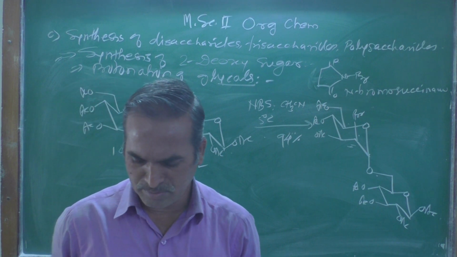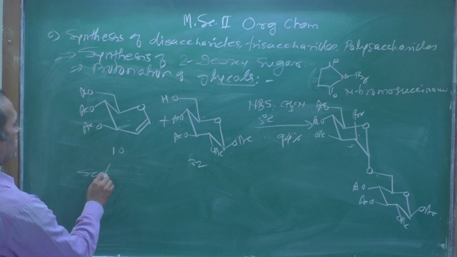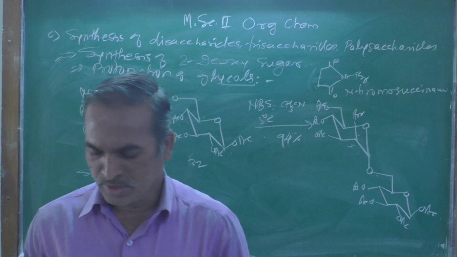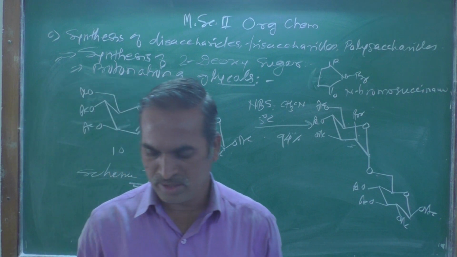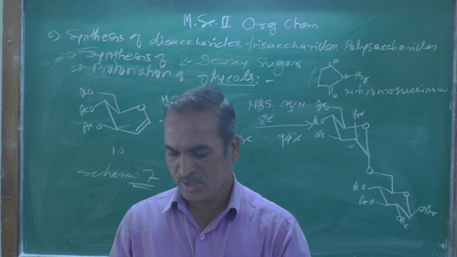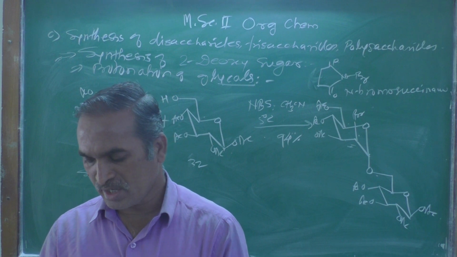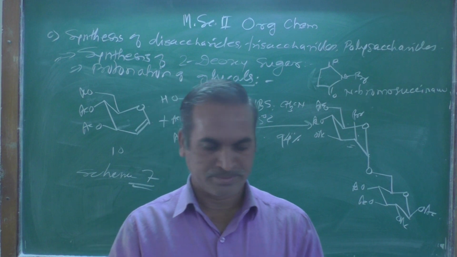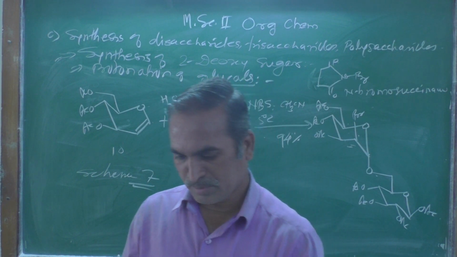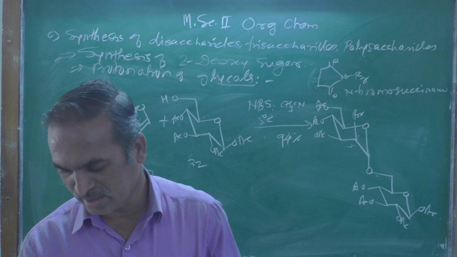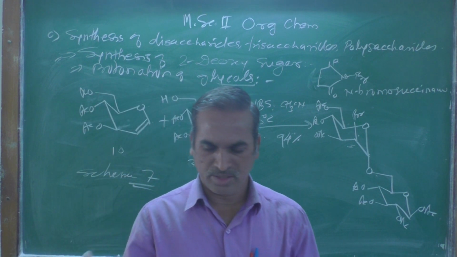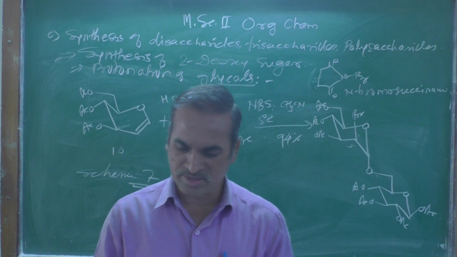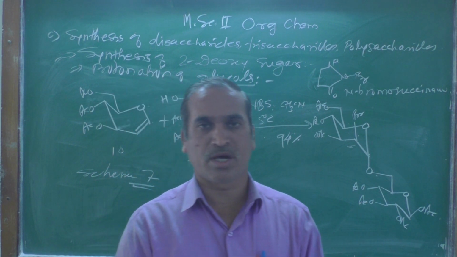And this is scheme number 7, I think, represented over here, and from that we come to know the N-bromosuccinimide promoted glycosylation of 3,4,6-tri-O-acetyl-D-glucal. I think with this we have completed this point. So in the next lecture we will see the next point, maybe orthogonal strategies in oligosaccharide synthesis. I think with this let us stop today here.